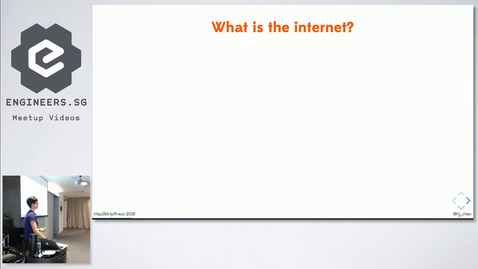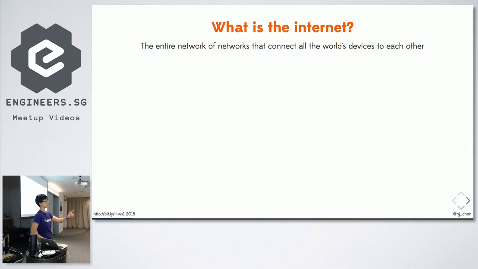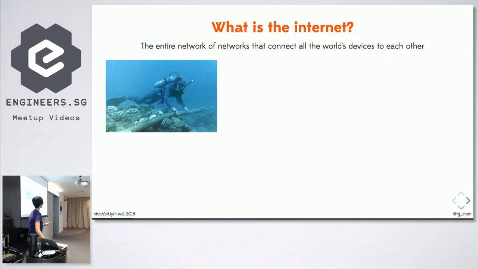The internet is the entire network of networks that connect all the world's devices to each other. It means all your devices, we're all connected to TWGuest today, and TWGuest is connected to the wider internet. So the internet is actually physical in the sense that it's made out of underwater cables. These are the biggest, think of it as the base covering the world, right? This is a real photo, a real scuba diver doing maintenance on an undersea cable.